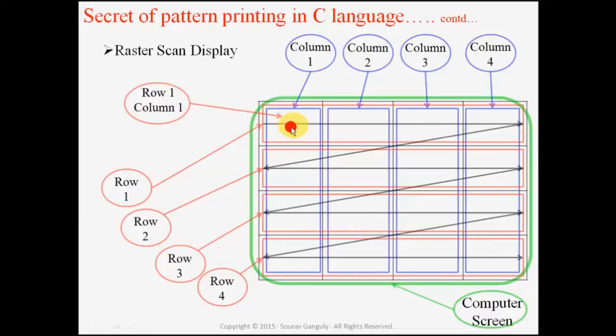Raster scan system always prints row-wise symbols. That means row 1 column 1 is printed first, then row 1 column 2, then row 1 column 3, then row 1 column 4. Then the cursor will directly come to the next row, where the row number is 2 and the column number is 1. That means row 2 column 1 will be printed, then row 2 column 2, then row 2 column 3, then row 2 column 4. Then the cursor will come here and follow the same sequence, and then come here and follow the same sequence.